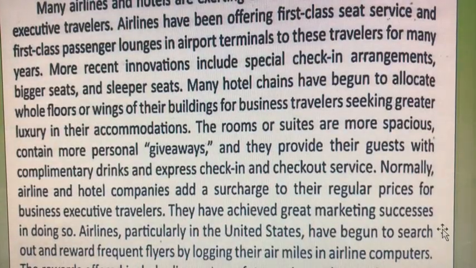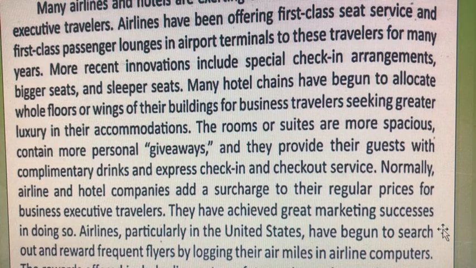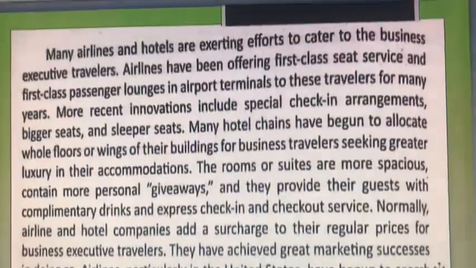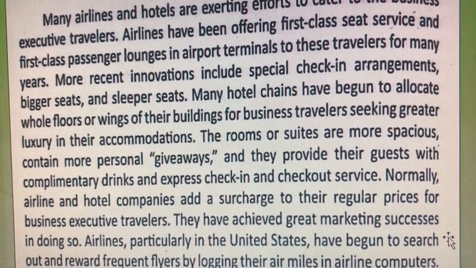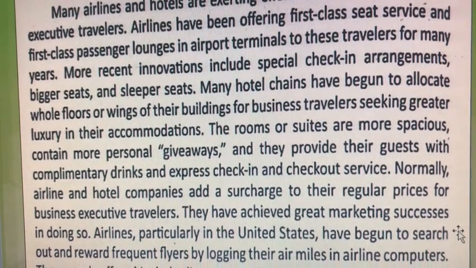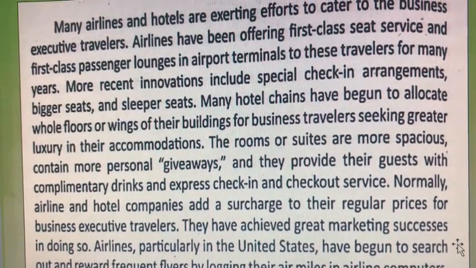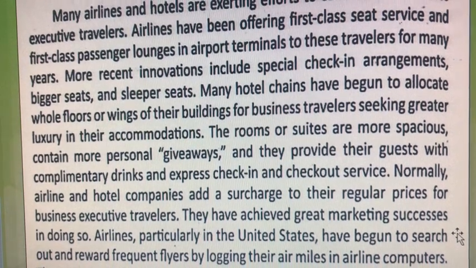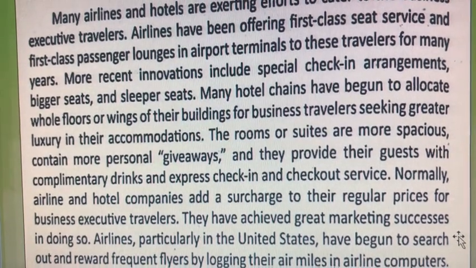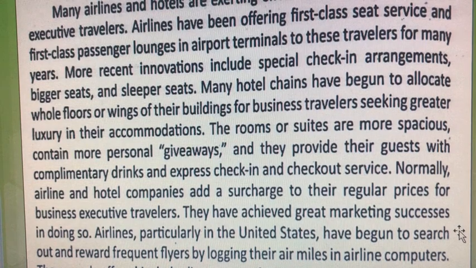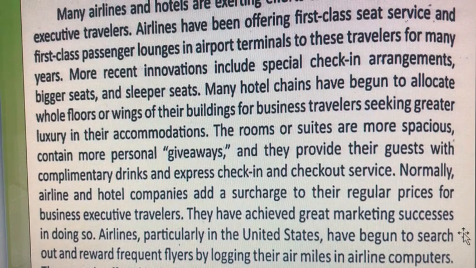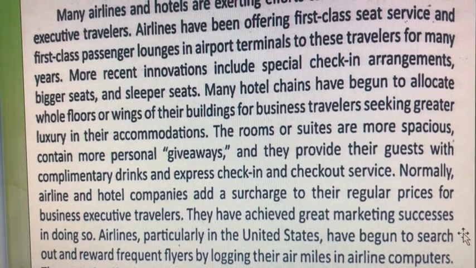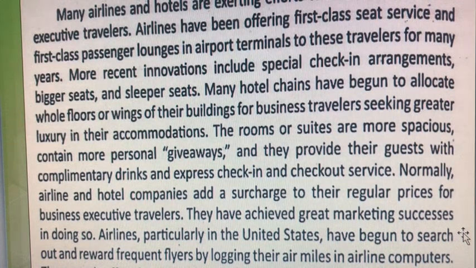Okay? So yan, many airlines and hotels are exerting efforts to cater to the business executive travelers. So airlines have been offering first class seat service and first class passenger lounges in airport terminals to these travelers for many years. So, more recent innovations include special check-in arrangements, bigger seats, sleeper seats, and many hotel chains have begun to allocate whole floors or wings of their buildings for business travelers seeking greater luxury in their accommodations.